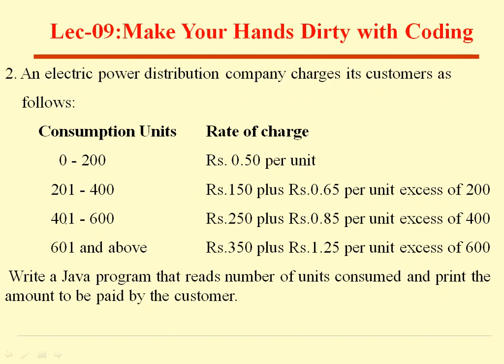And if the number of units are between 401 to 600, then this is rupees 250 plus 85 paise per unit excess of 400. And if the number of units are 601 and above, this is how they charge, 350 rupees plus 1 rupee 25 paise per unit excess of 600. So you write a Java program which reads number of units consumed. You need to enter number of units consumed, then print the amount to be paid by the customer. These two are very good examples to implement an if-else-if ladder.